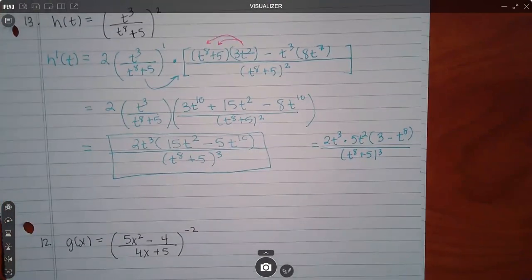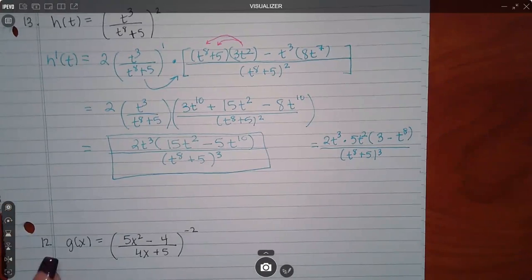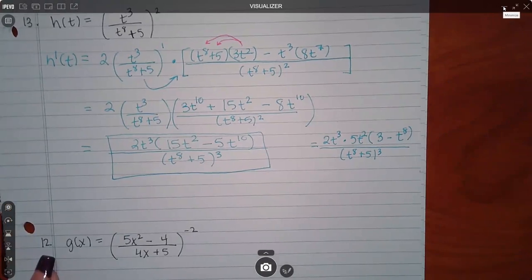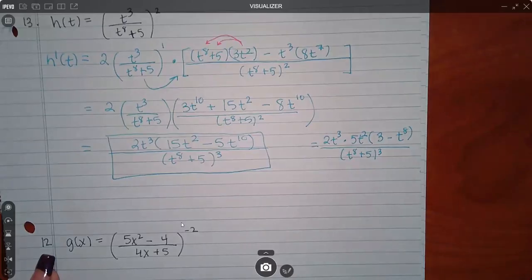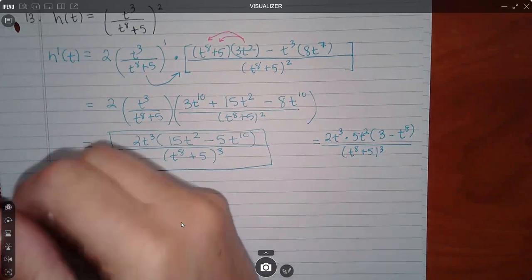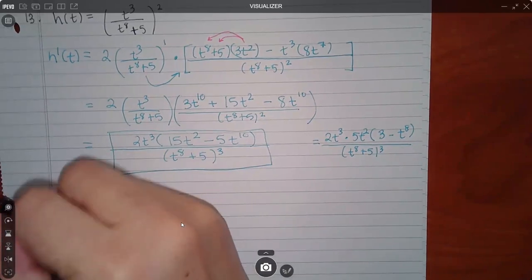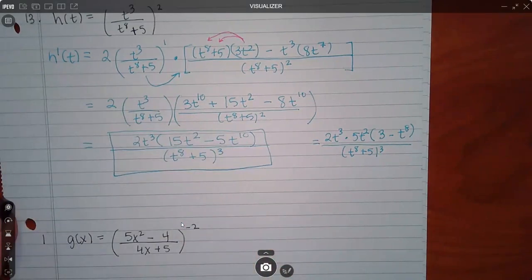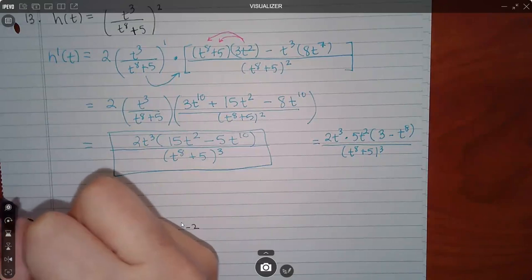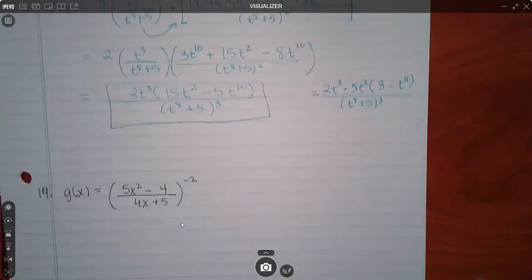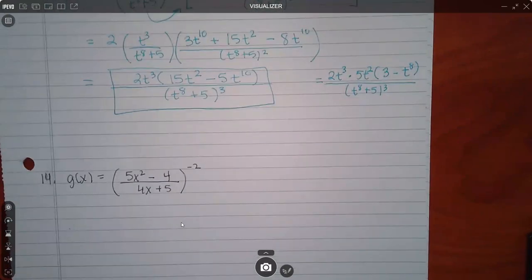I'll leave that one there, and I want you to try this one. I don't think it's number 12 because that other one was not number 11. Yeah, it's number 14. But try it. You could try it with your numbers if you want, whatever numbers you got on your sign, or you could try it with the numbers that I have here. But I want to see you try it, and then we'll talk about it. At least the derivative part. We'll talk about the simplifying part later, but at least try to do the power rule and the chain rule. See what you get. Okay?